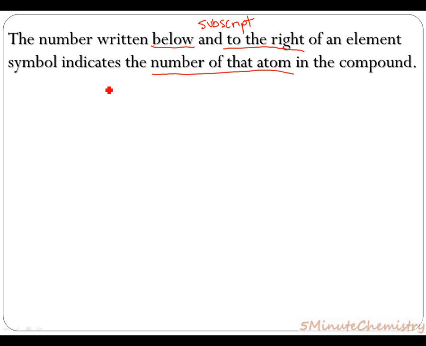So, for example, if I give you the compound oxygen, O2, this means that there are 2 oxygens in this molecule. If I gave you CuCl2, the Cu with no subscript indicates there's only 1 copper, but because I have a subscript of 2, there are 2 chlorines.